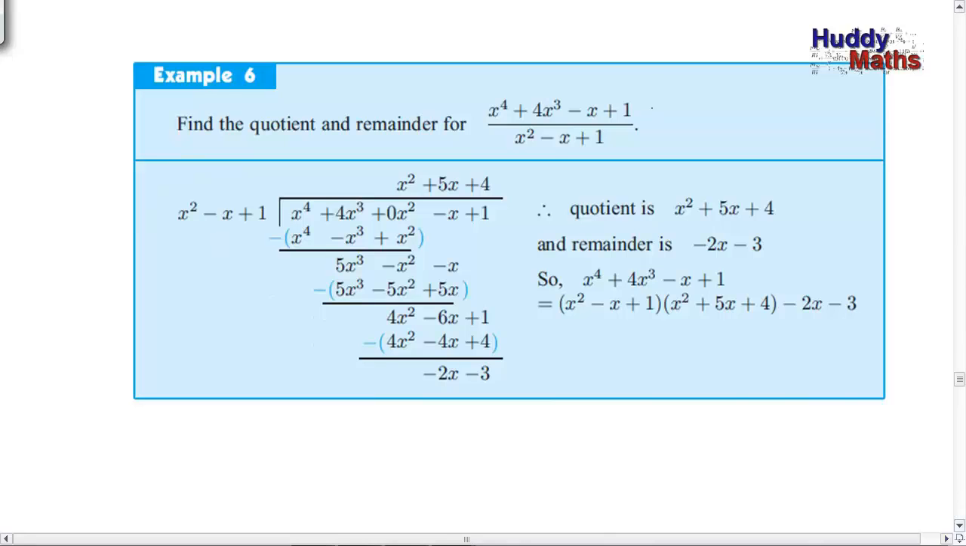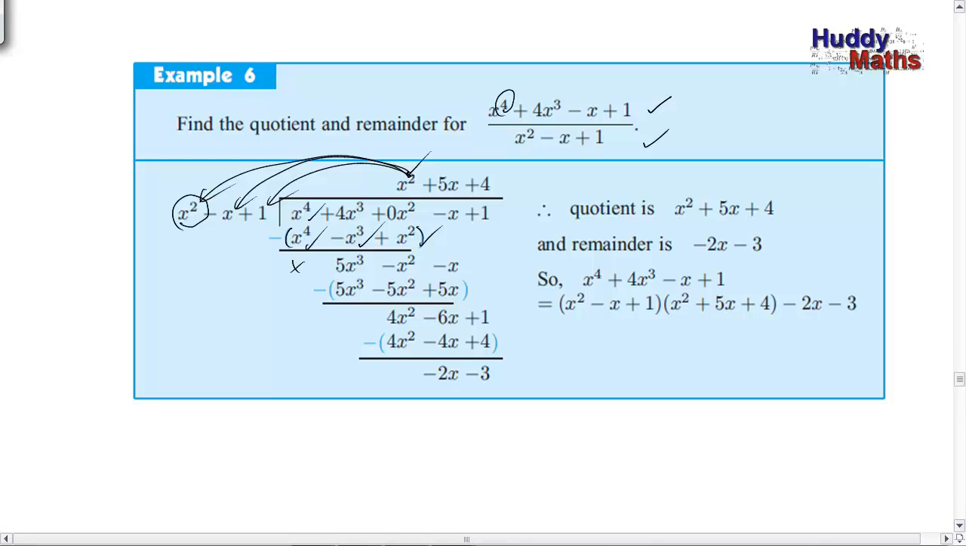This time we're dividing a quartic, highest power 4, degree 4, divided by a quadratic. Same process. Be careful now. What do you start with? The leading term. What do you multiply x squared by to get x to the 4th? You need an x squared. But then you've got to multiply it by all of these: negative x cubed and x squared. And bracket, take them all away.